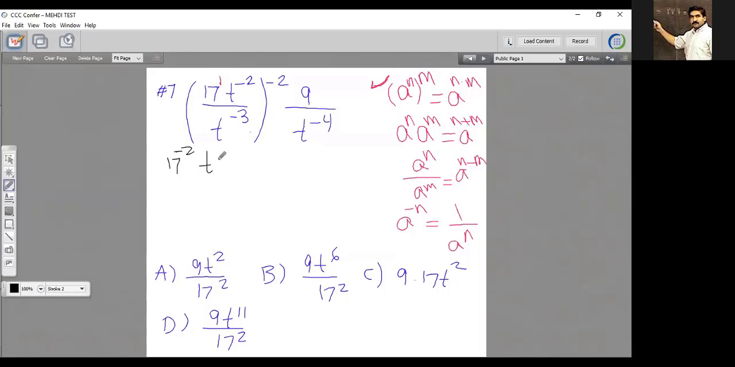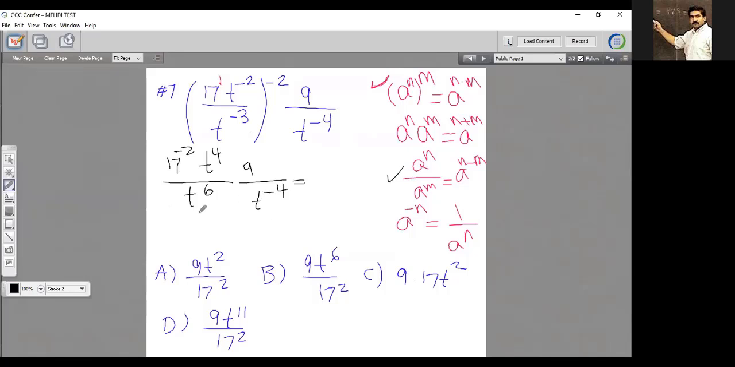And then you have t to the power of, multiply this together. Negative 2 times negative 2 gives you positive 4. You notice that I'm not worried about the negative exponents at this point. And then here we get t to the power of negative 3 times negative 2, that gives you 6. And then you have 9 over t to the power of negative 4.